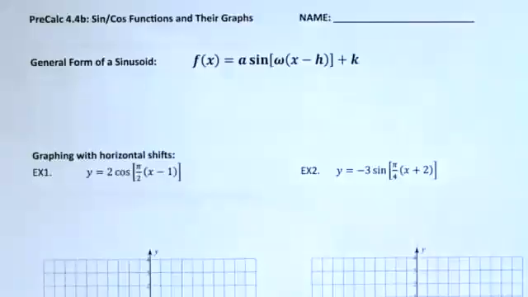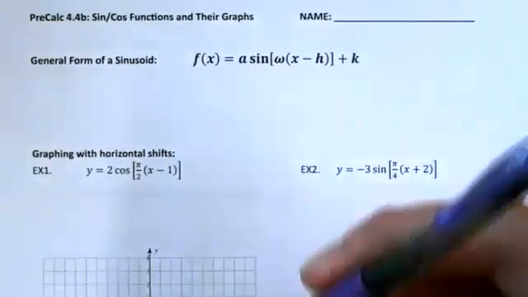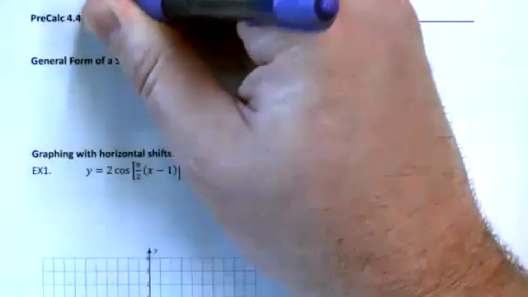Okay, so this is our third 4 point. This says 4.4. Wow, it is 4.4. Okay, this is really C, I guess.